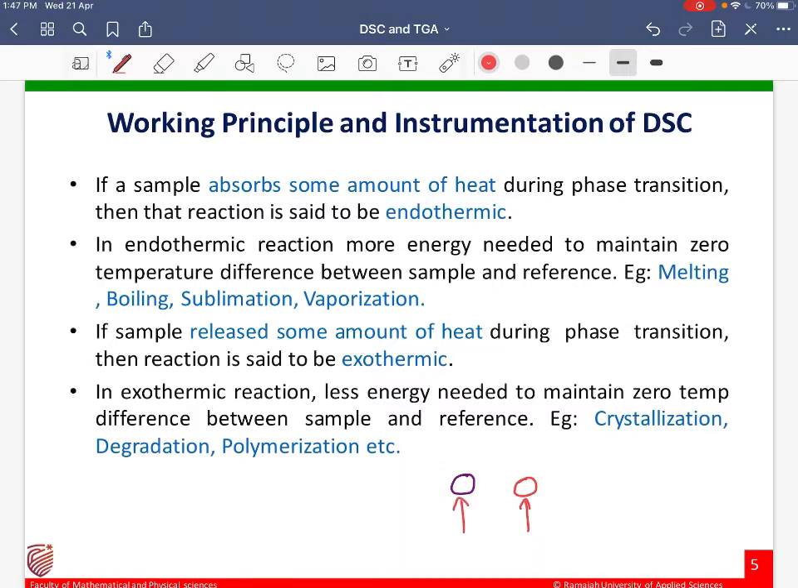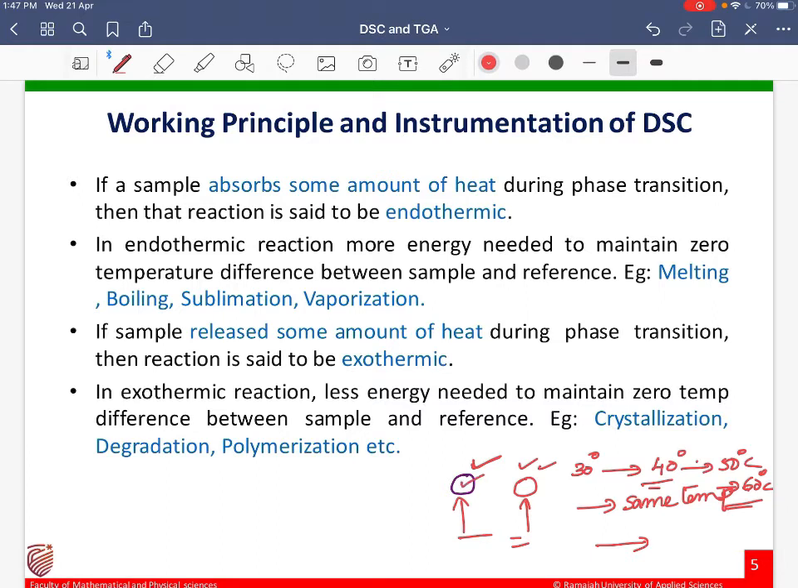We are giving heat to both the sample and reference material in such a way that both will have the same temperature. Imagine we are increasing the temperature, maintaining equal temperature. For example, at 30 degrees Celsius, both should be 30 degrees Celsius. I am increasing the temperature to 40 degrees Celsius, so both should be 40 degrees Celsius. Like that, 50 degrees Celsius, 60 degrees Celsius, or you can cool also.